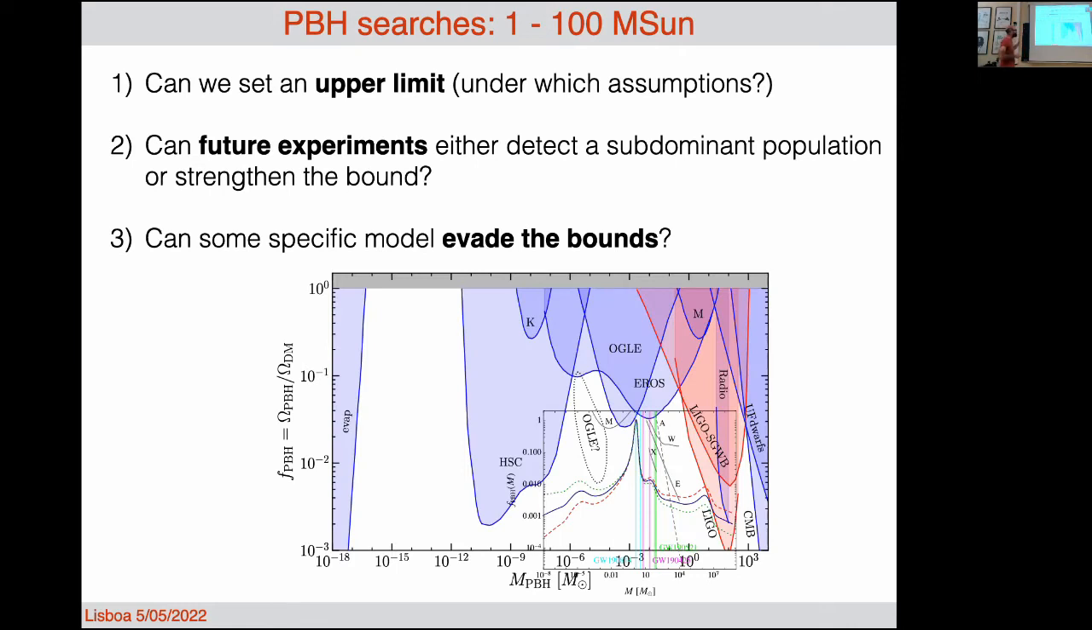Of course, all these bounds come from assumptions that typically refer to a monochromatic mass function. There is a debate in the literature whether highly non-trivial mass functions can partially evade the bounds. It's a very complicated story, and in some cases peculiar mass functions can partially evade some of these bounds. Still, I think making up 100% of dark matter is very challenging. But most of these bounds were derived under the assumption of a monochromatic mass function.